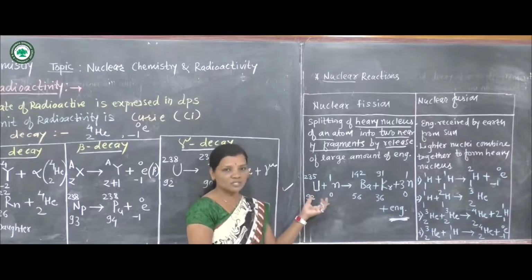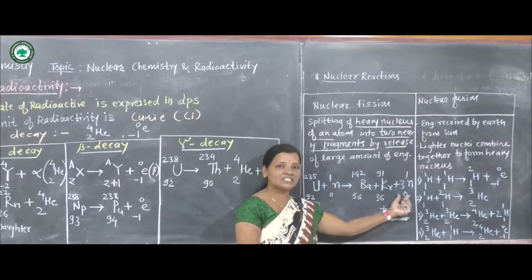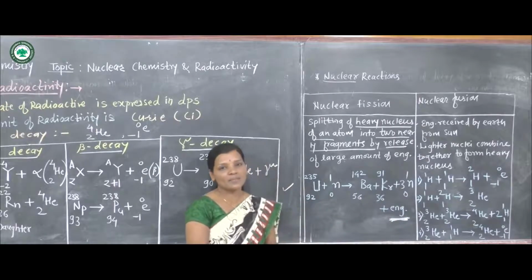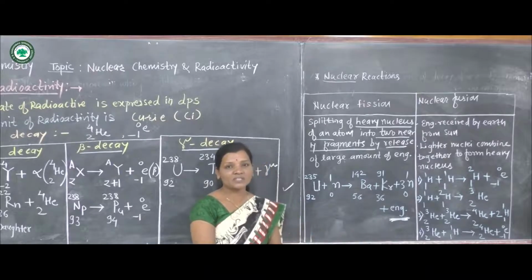We can't stop this reaction at one step, because the neutrons released in one step again bombard the parent nucleus, and a chain reaction is observed.